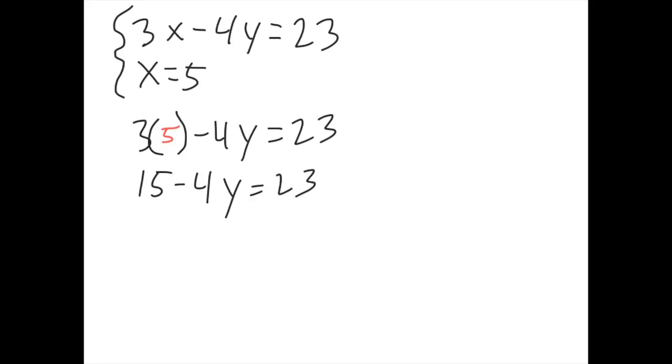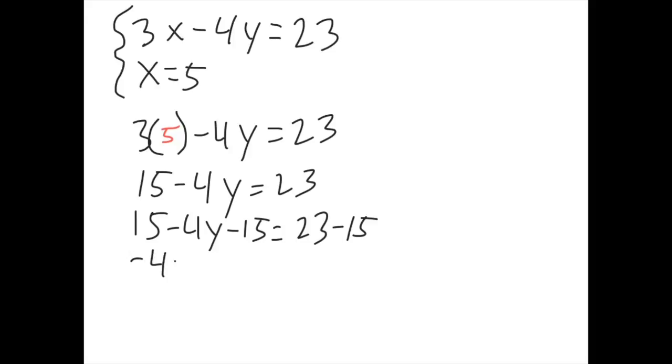Then we need to subtract 15 from both sides. So on the left side, that'll leave us with negative 4y. Remember, once again, that minus stays as a negative, so you have to bring it down with the 4y. And then that equals 23 minus 15 is 8. So then we need to divide both sides by negative 4, and we get y equals 2.